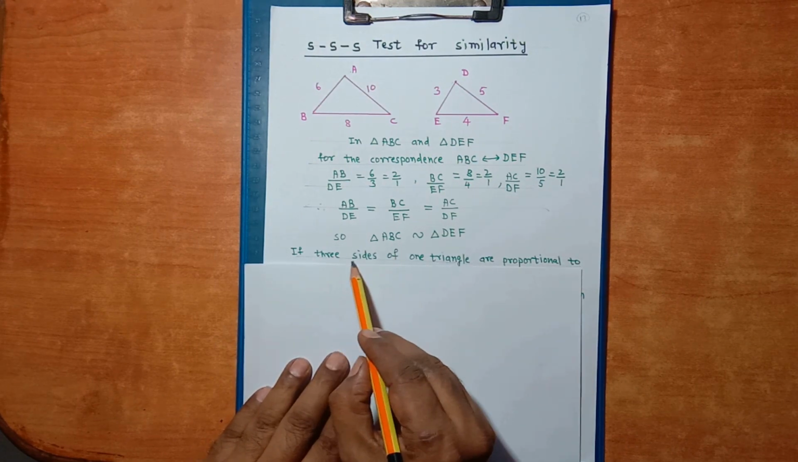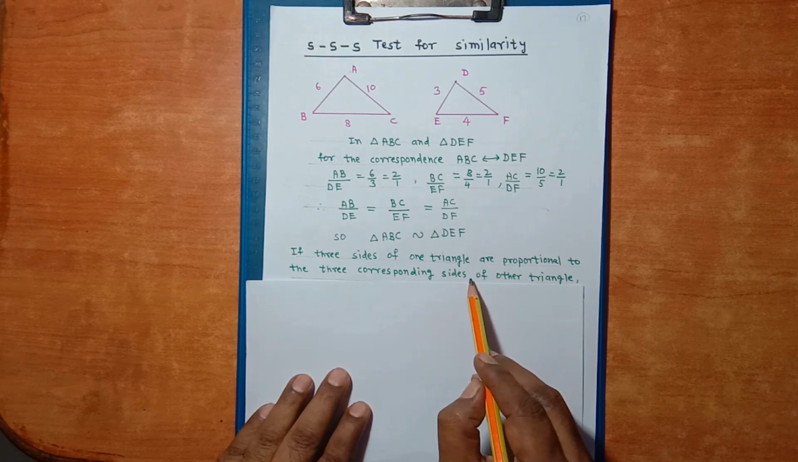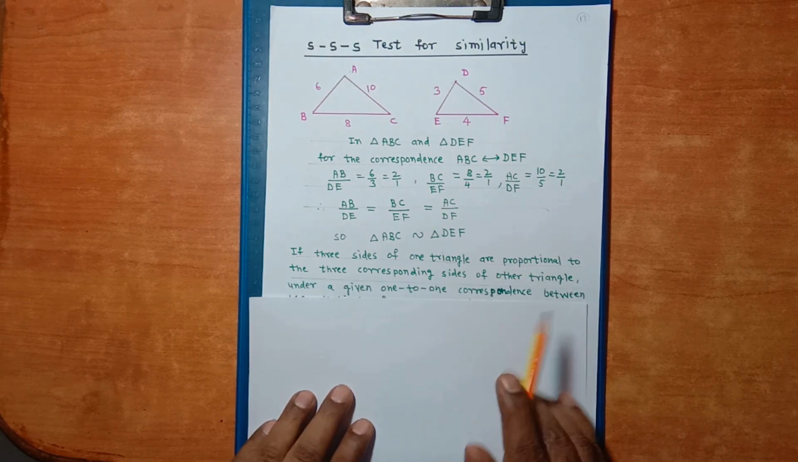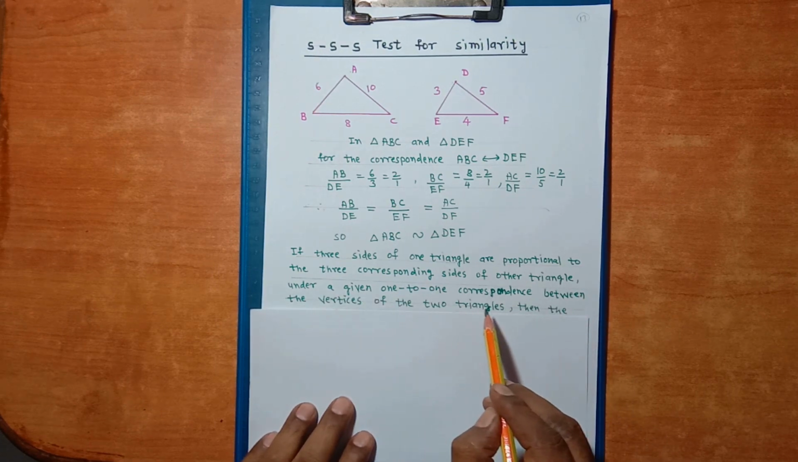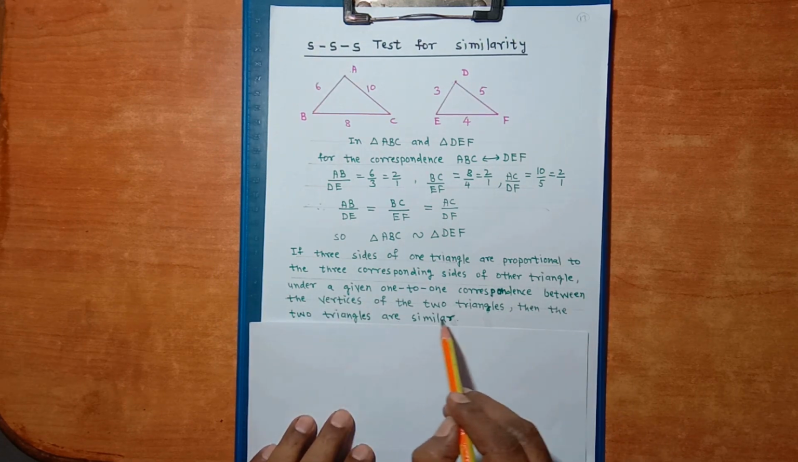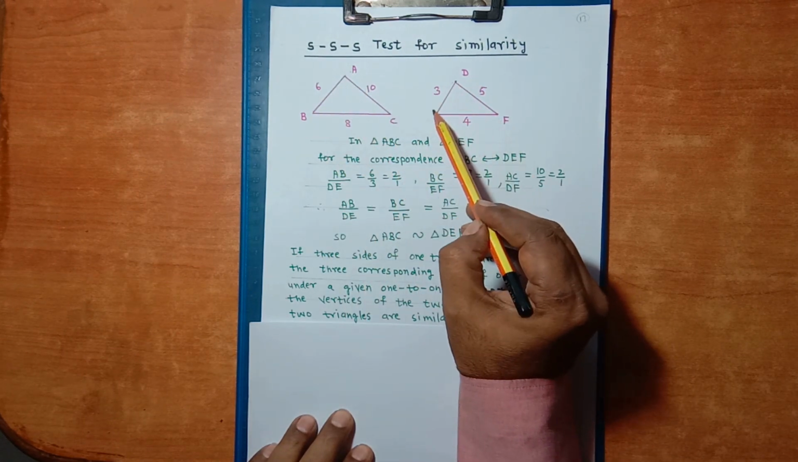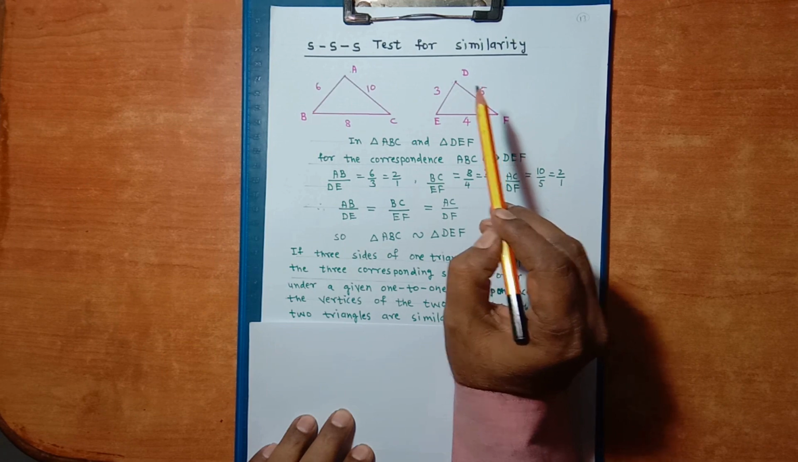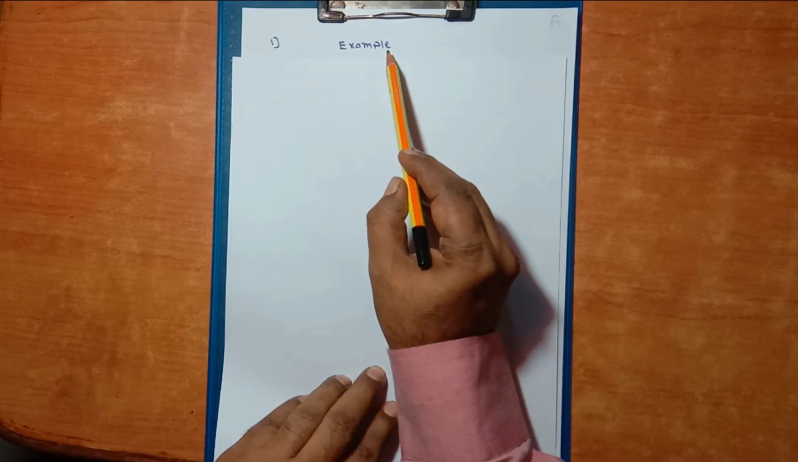If three sides of one triangle are proportional to the three corresponding sides of another triangle under a given one-to-one correspondence between the vertices of two triangles, then the two triangles are similar. Here triangle ABC and triangle DEF are similar by SSS test for similarity. Let us study some examples.